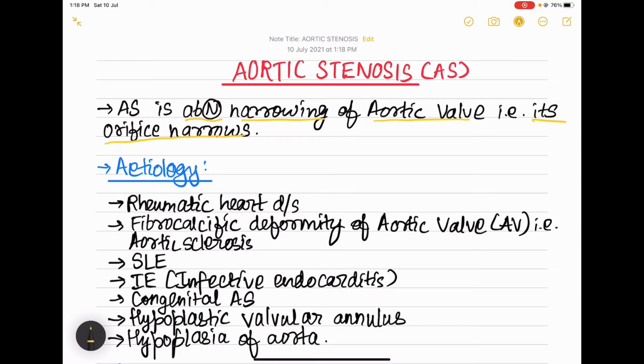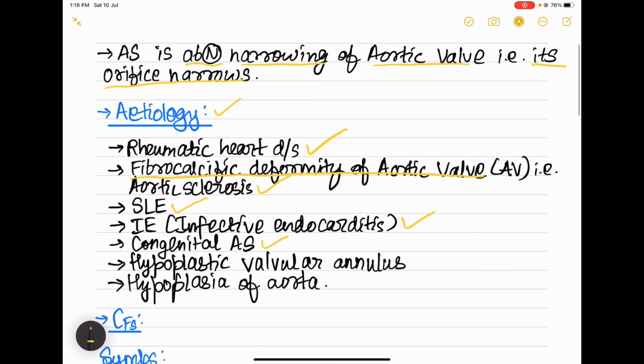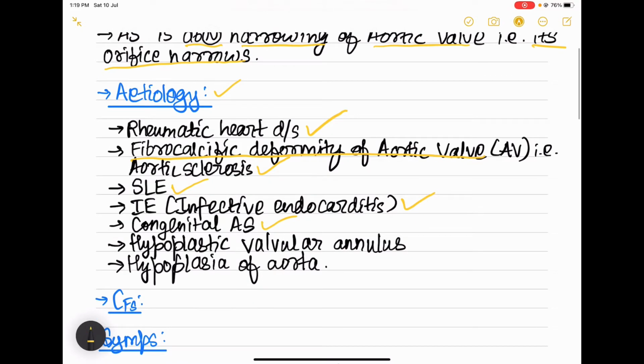So the etiology of aortic stenosis includes rheumatic heart disease, then aortic sclerosis, that is fibrocalcific deformity of the aortic valve, then systemic lupus erythematosus, infective endocarditis, then congenital aortic stenosis, which is present since birth. Next is hypoplastic valvular annulus. Okay, so the annulus of the aortic valve will be hypoplastic. Next is hypoplasia of aorta, that is improper development of aorta.